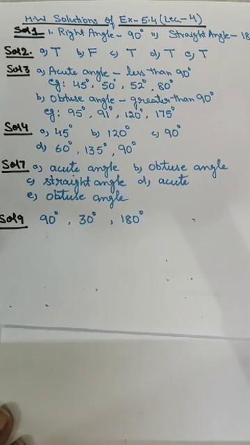D. When the sum of the measure of two angles is that of a right angle, then each one of them is an acute angle. E. When the sum of the measure of two angles is that of a straight angle, and if one of them is acute, then the other should be obtuse. Okay, if one is acute and the sum is 180 degrees, then the other must be obtuse, because two acute angles will not make an obtuse angle. It must be one obtuse.